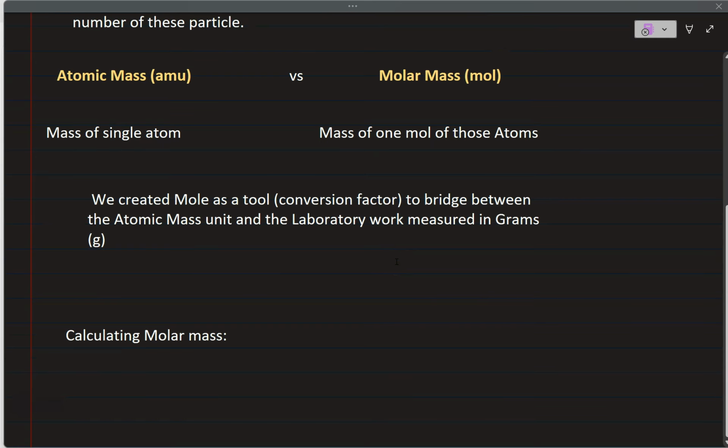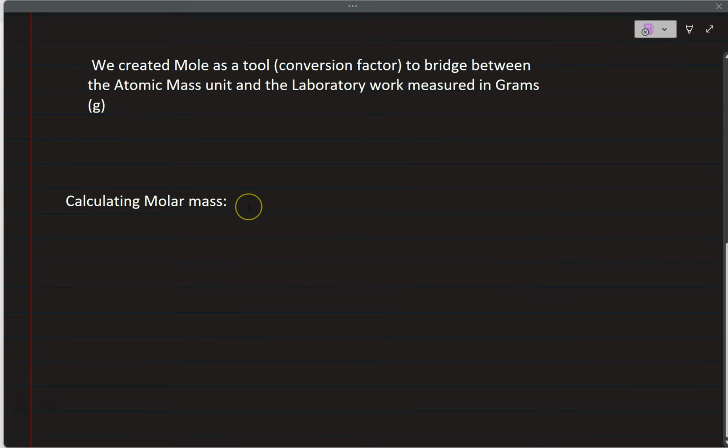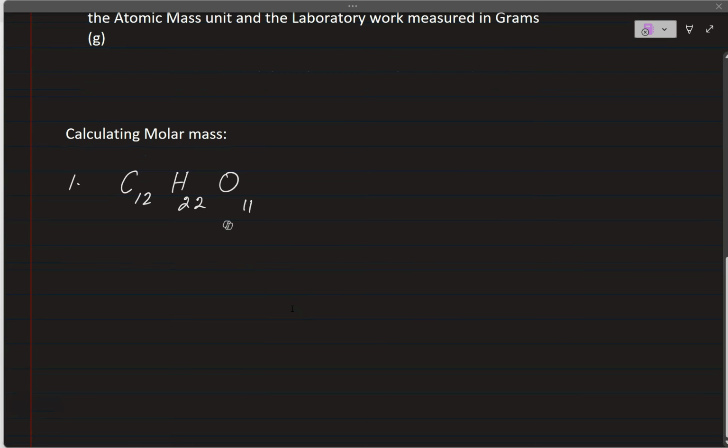All right, now we're going to go through 3-4 examples of calculating molar mass for different compounds or elements, and then we go from there. The first question is this compound, C₁₂H₂₂O₁₁. Okay, so let's first of all write up what we have. We have 12 carbons, 22 hydrogens, and 11 oxygens.